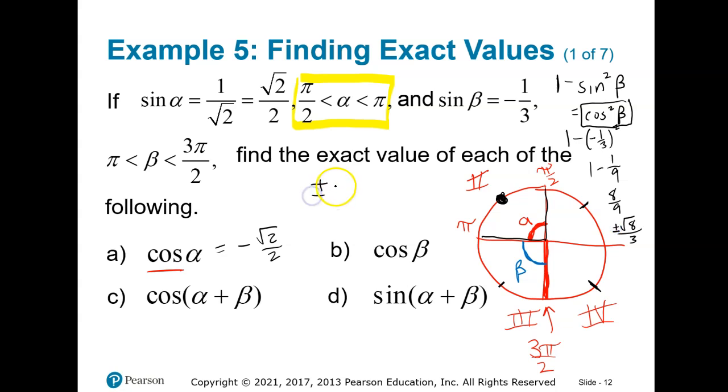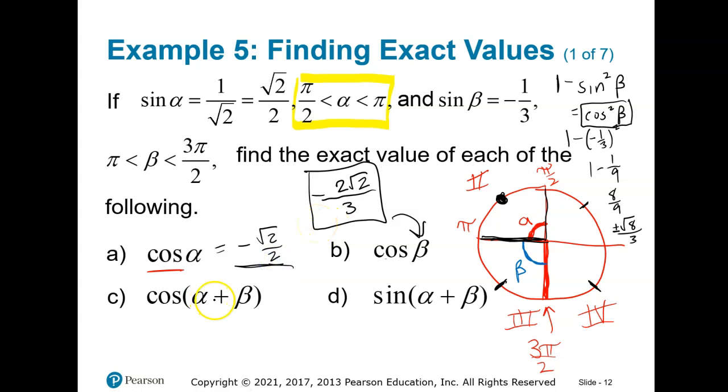Now which one is it? Is it plus? Is it minus? Well, beta in this quadrant, cosine is still to the left. We're still having to go left to get down to quadrant 3. So that means this is the negative 2 square root of 2 over 3. It's cosine beta. So there's cosine alpha, there's cosine beta.